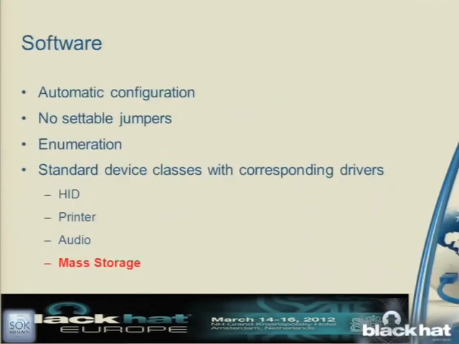All right, so software. Again, on the software side, they try to make it easy for the user. There's automatic configuration, there's no jumpers, and the process that is used is called enumeration. So basically, you plug in a device, it's enumerated, which means that the host, which is typically a PC, finds out all about the device. And to help with this process, we have standard classes of USB devices. We have human interface devices, printers, audio, and what we're going to talk about today, mass storage.